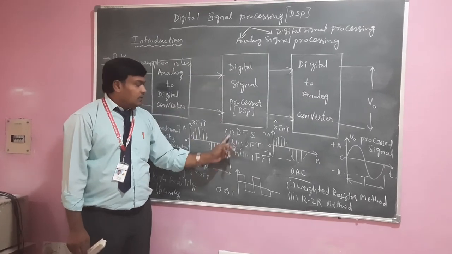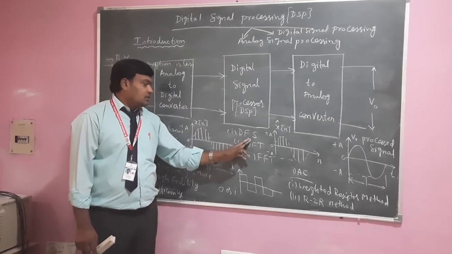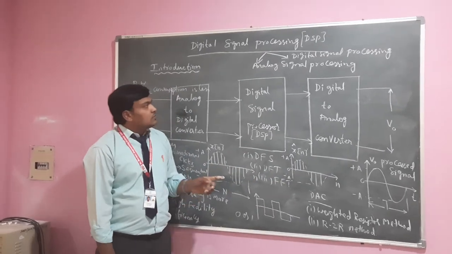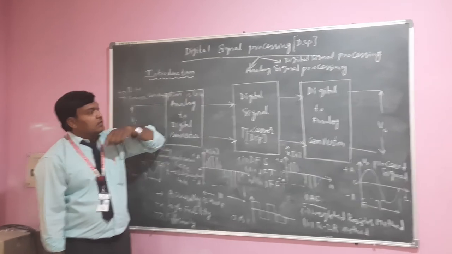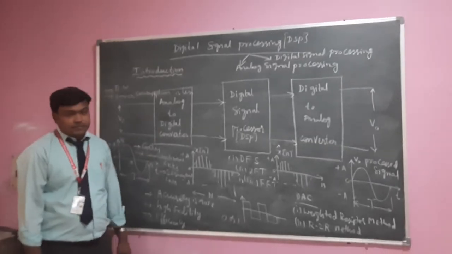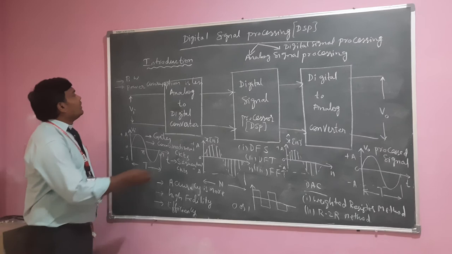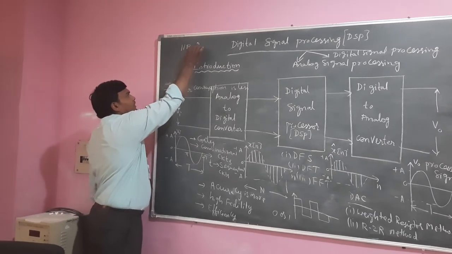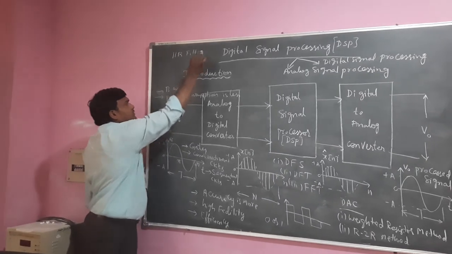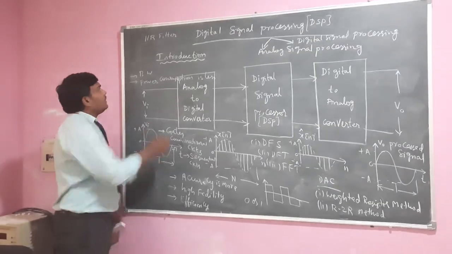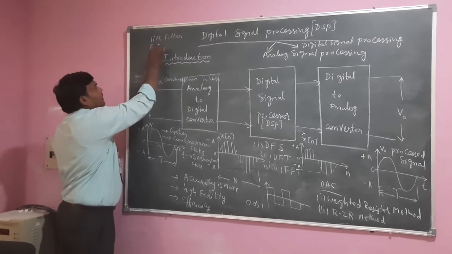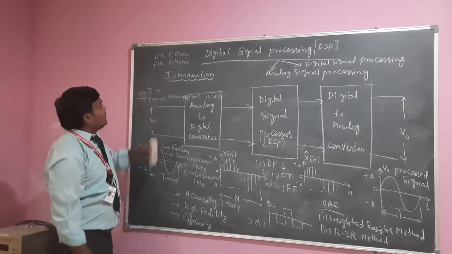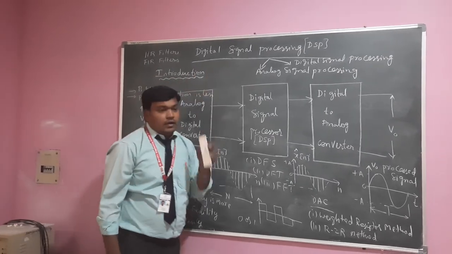Henceforth, students will learn how to process digital signals with the help of these powerful tools: the discrete Fourier series, discrete Fourier transform and fast Fourier transform. Students can also learn in digital signal processing how to design filters. We have two types of filters: IIR filters and FIR filters. Students will be able to design IIR filters and FIR filters in digital signal processing.